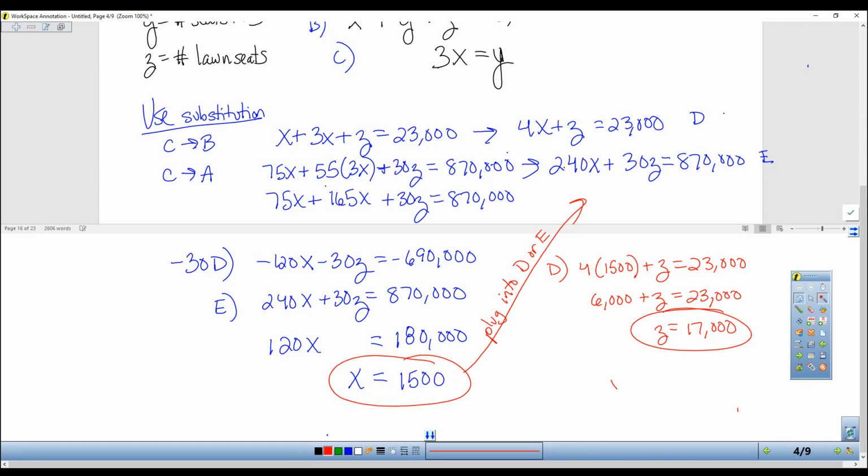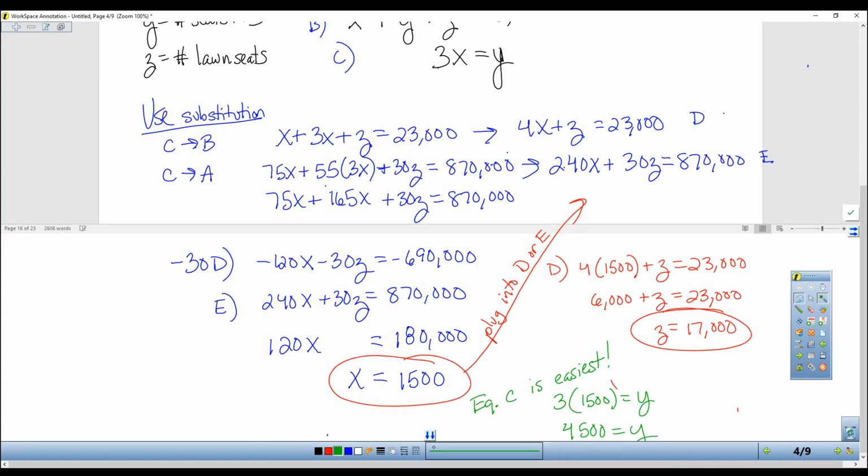So now I'm going to go back to any of my original equations. So interestingly, I'm actually going to go back to equation C. Equation C is easiest. That was terrible. I have to rewrite that. Equation C is easiest. Look at that one. 3 times x is equal to y. 4,500 is equal to y.